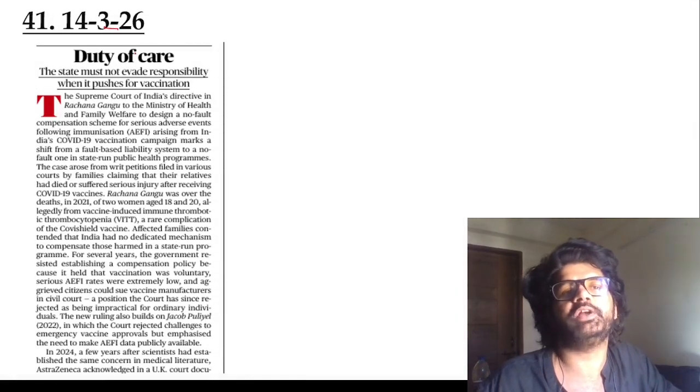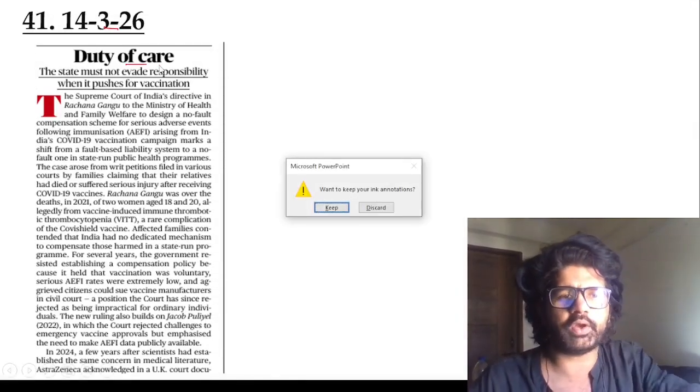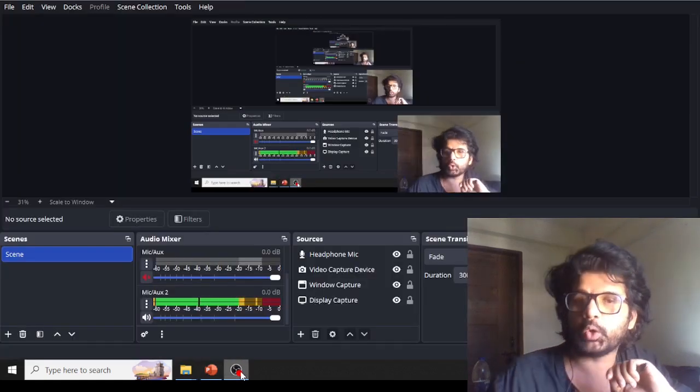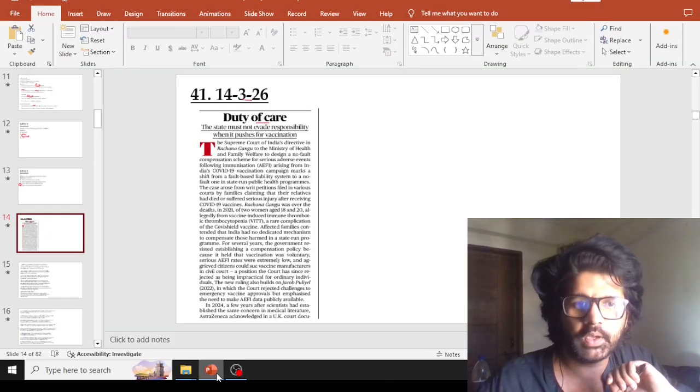41st article, 14th March 2026, duty of care. Here they are talking about vaccinations, the COVID vaccinations we took, and there were many people who faced reactions to it.